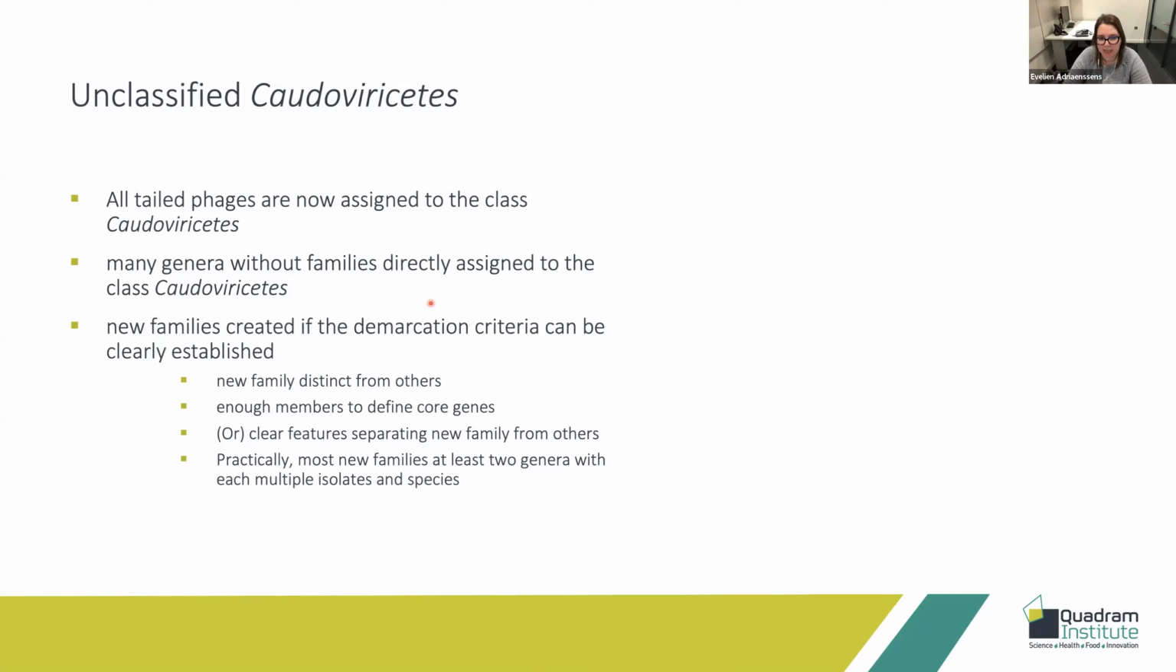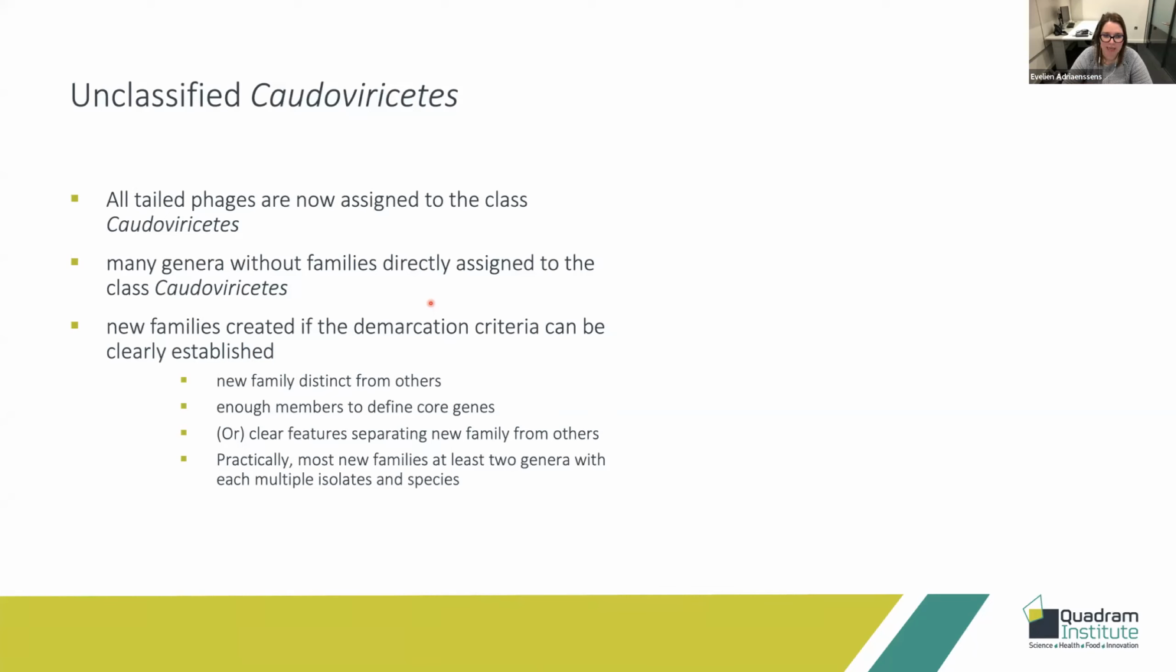What do I mean with that? With clear demarcation criteria, if we can say that they're clearly distinct from other families, and that we can make clear criteria that other people can use to evaluate the inclusion or exclusion of new phage genomes or new phages in these families. So what we want is to have enough members to define a core genome, to define which genes are core, so which genes are shared across all of the members, or a clear set of features that separate the family from others.